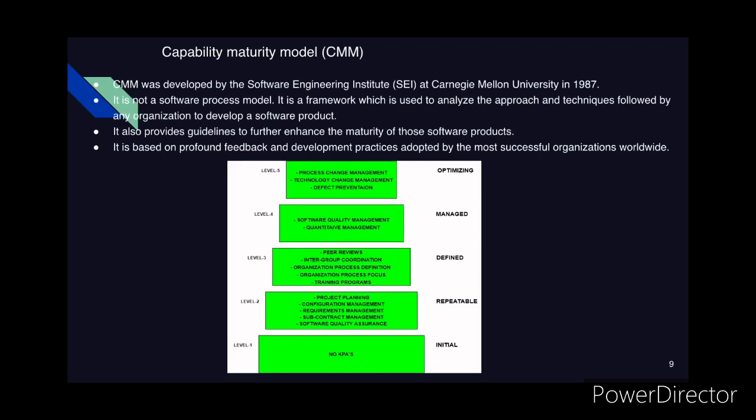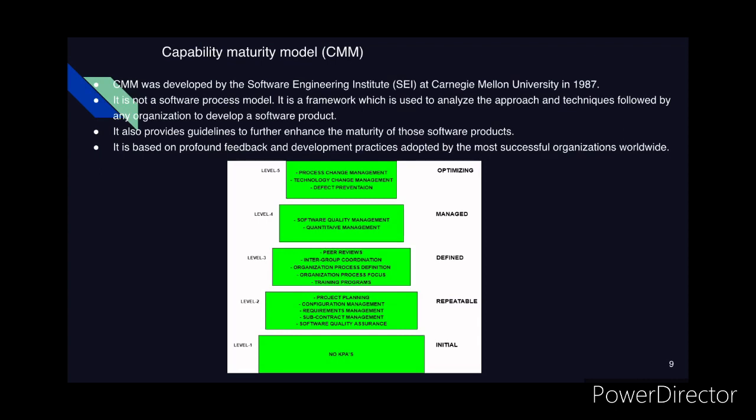CMM is basically a standard given to a software according to the quality of the software. Like in our institute or organization, maybe you have heard of NAAC accreditation, NBA accreditation and all, which give the standard to the institution or organization according to the quality of their teaching, curriculum activities, etc.